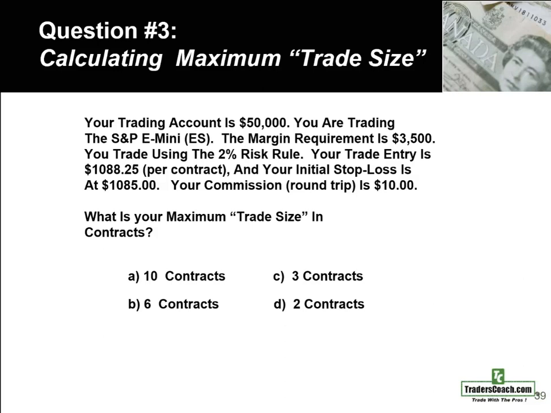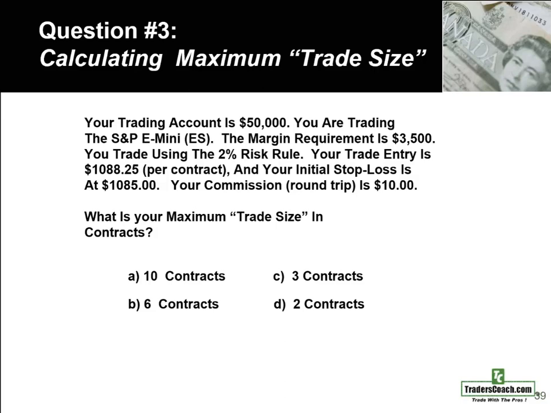But in any case, in this example here, we have that $50,000 trading account again. We better grow that, right? $50,000 trading account. The margin requirement is $3,500. We're trading using the 2% risk rule. Your entry is at 1088.25 per contract. Your initial stop loss is at 1085, so it's a long trade. Your commission round trip is $10. So let's calculate what's the maximum trade size.